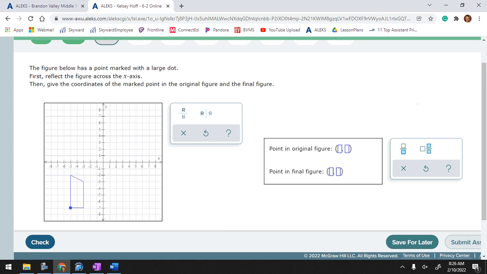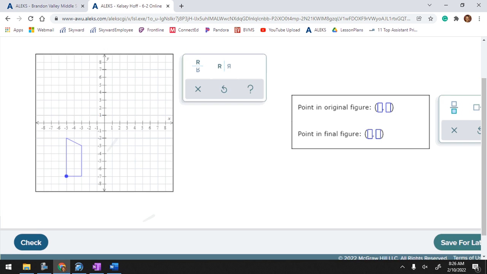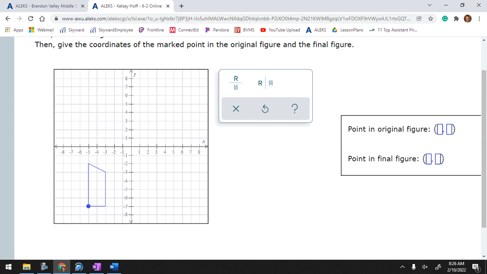All right, this one you guys did before with a large dot. The figure below has a point marked with a large dot. First, reflect the figure across the x-axis, then we got to give the points. Let's go talk about where this point is. Somebody raise your hand and tell me where that dot is. Bryce? Careful. -5, -7. Okay? So -5, -7.